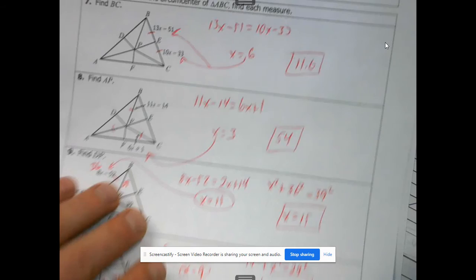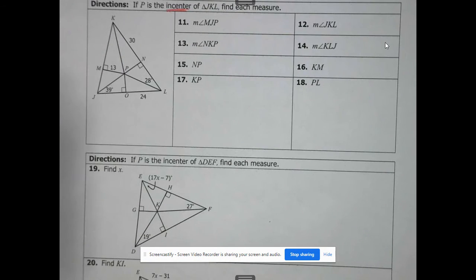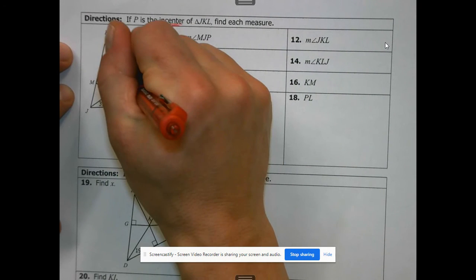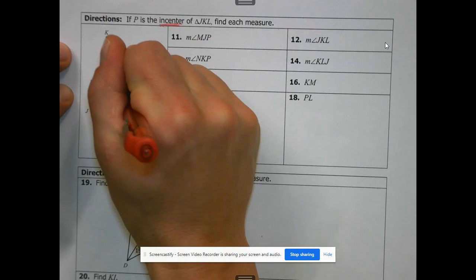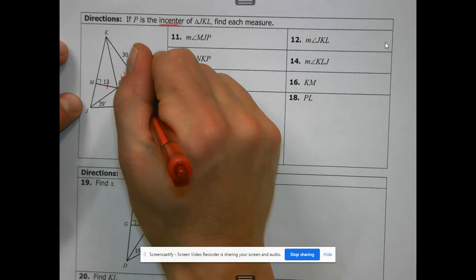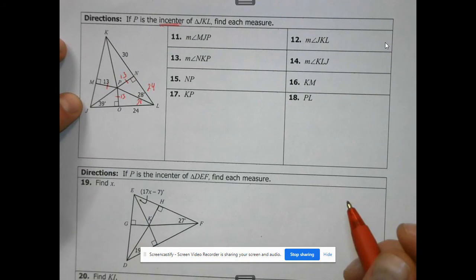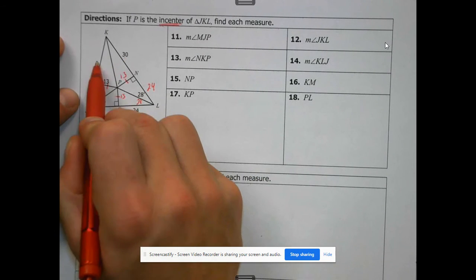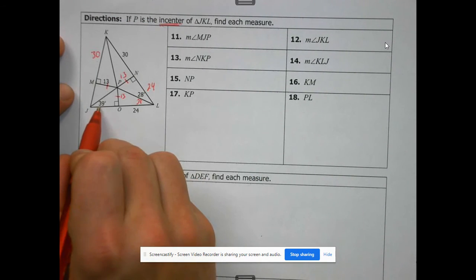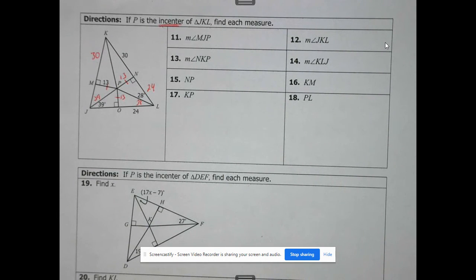All right, last page. All right, incenter, right? So remember for incenter, these are congruent, right? So 13 and 13. Your angles get cut in half. So if that's 28, that's 28. If this is 24, that side's 24 up top. If that's 30, this is 30. If that's 39, that's 39. And I believe that's all I can do right now.